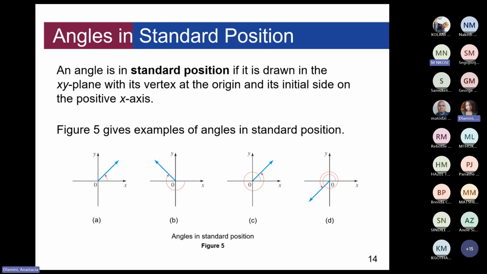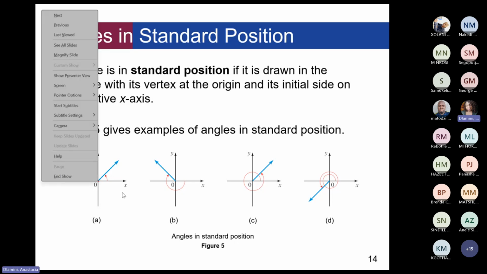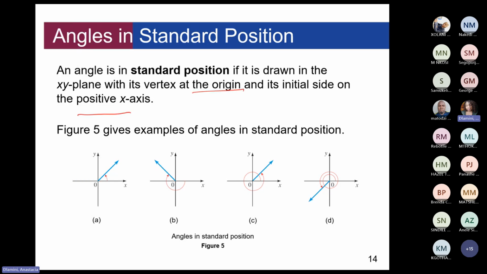So an angle in a standard position, they say, is an angle drawn in the XY plane with its vertex, the corner, at the origin, and its initial side on the positive x-axis. Does it make sense? Guys? Yes, ma'am. Could you repeat that again?